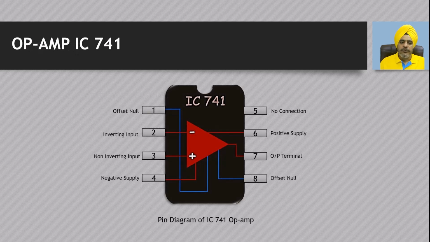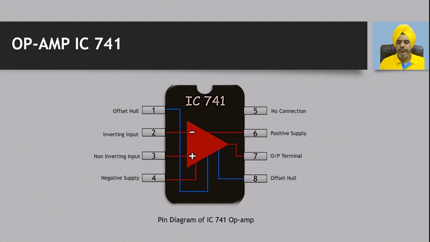One of the most common types of op-amp is the IC741, and you can see the pin diagram of this IC741. One of the pins is the inverting input, another the non-inverting input. This is the negative supply, pin number 6 is the output terminal, and 1 and 8 are offset null adjustment, 5 is no connection.